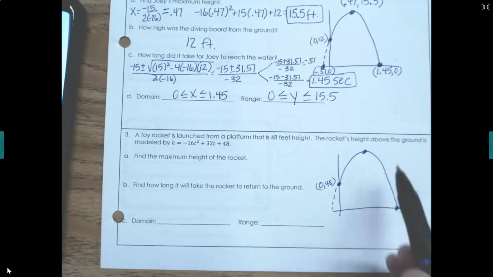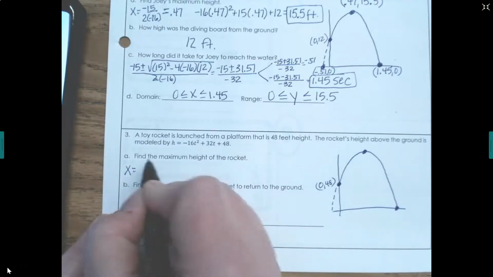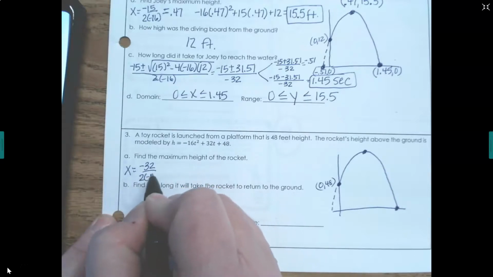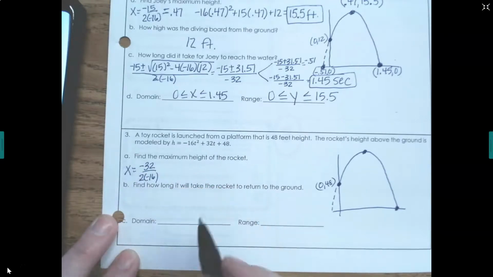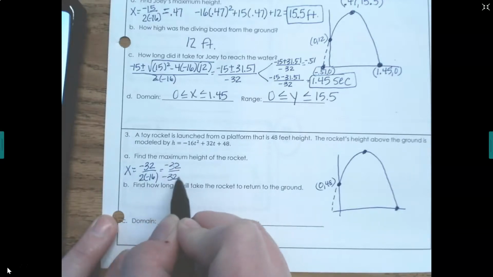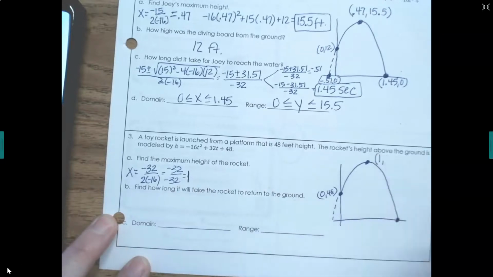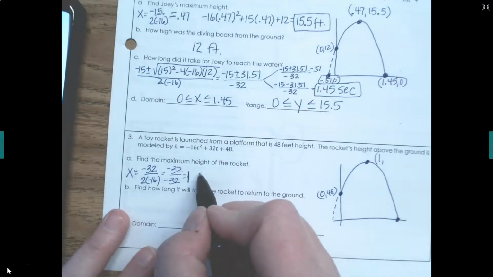So to find the max height, that means I need to find the vertex. So we're going to go negative b, so negative 32 divided by 2 times a. So we have negative 32 divided by negative 32, which is 1. So I know the x value of the vertex. We could put the equation into our calculator and look at the table of values for 1, or we can just plug it in right here.